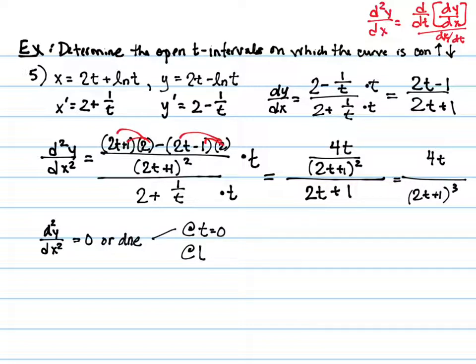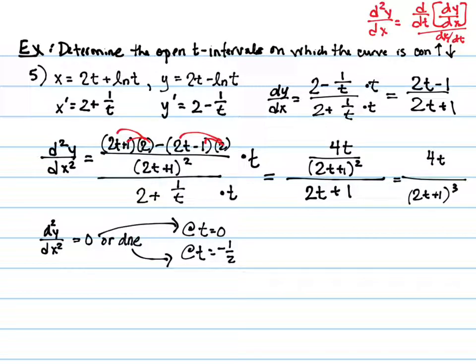Negative 1/2. So it equals 0 here. Hang on. And it equals does not exist down here. Okay, is that right? All right, so those are the two potential places where I might change concavity.